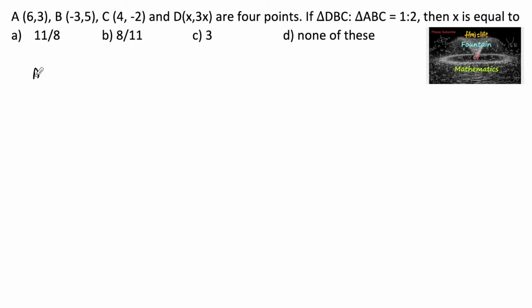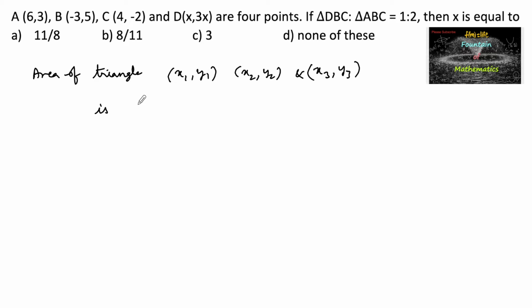Since we know that the area of a triangle formed by the points (x1, y1), (x2, y2) and (x3, y3) is given by half mod of x1 times (y2 minus y3) plus x2 times (y3 minus y1) plus x3 times (y1 minus y2).